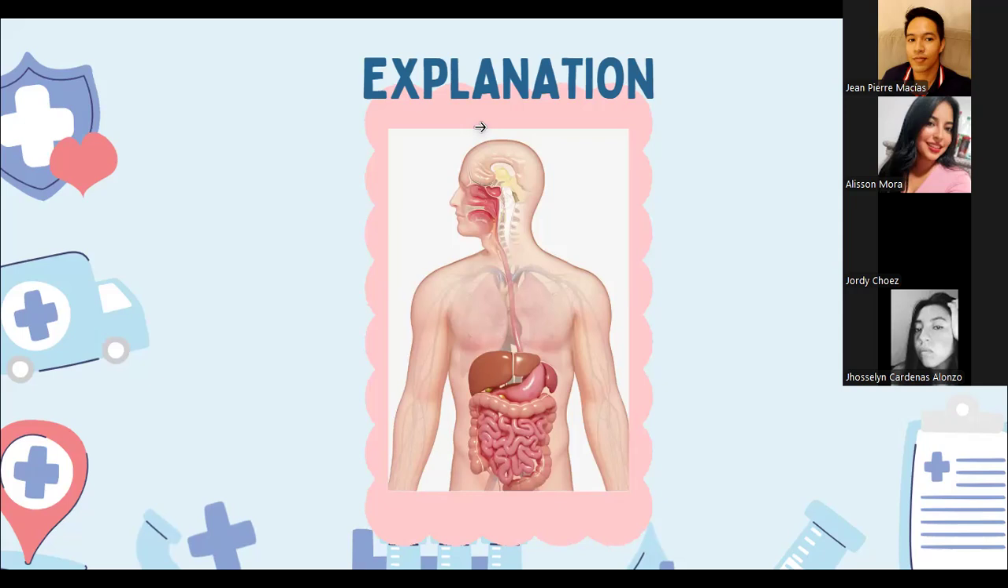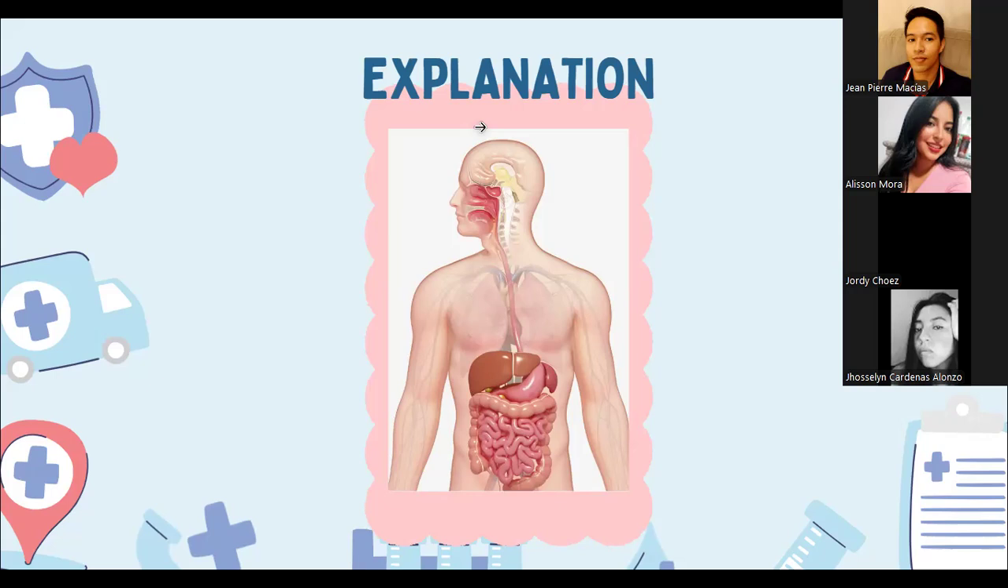Liver. The liver metabolizes nutrients: carbohydrates, protein, and fats. It detoxifies harmful substances, produces bile for fat digestion and absorption, stores glycogen and vitamins, and regulates hormone production.